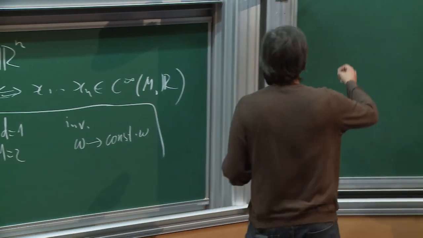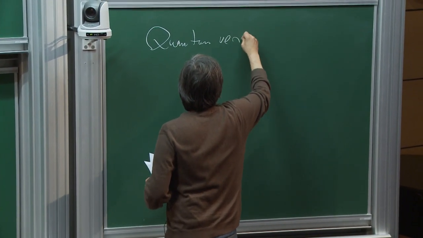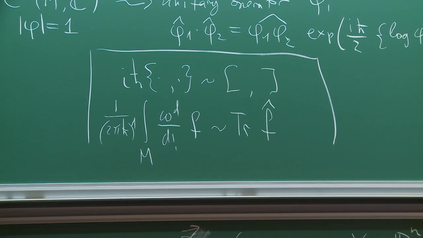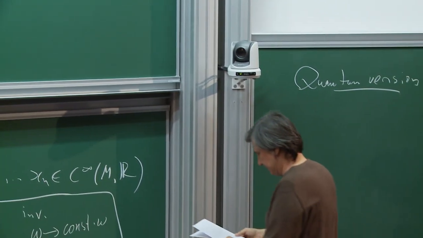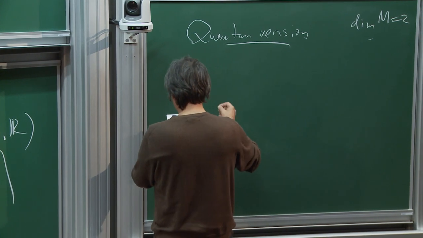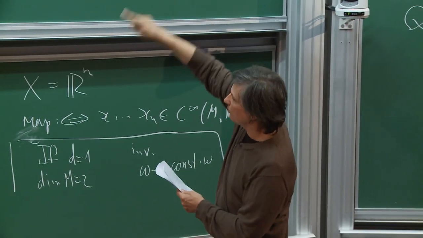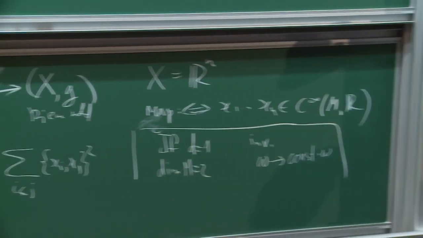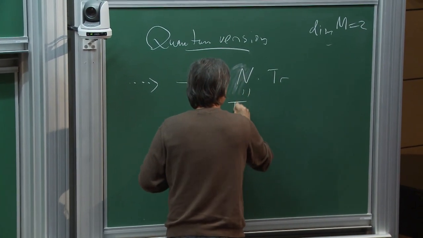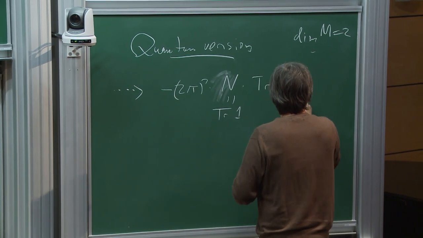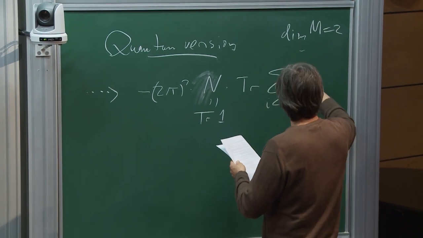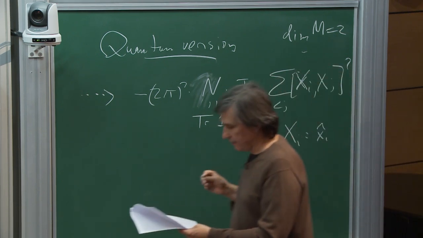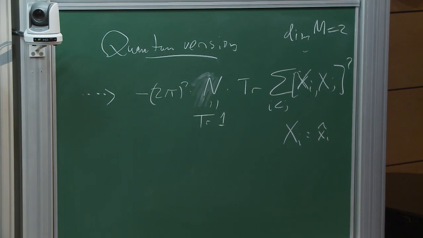And what is the quantum version? We just look at the formula. What is the bracket, what is the integral? Now I assume the dimension of M is equal to 2. Then its quantum version will be the following: you replace the volume, this integral, by this formula. Eventually you get minus 2 pi squared over 3 n, which can be written as trace of 1 times trace of the sum over j of x_j squared, where capital X_j will be the quantizations of x_j hat. So I get this, and this is the action which we will study.